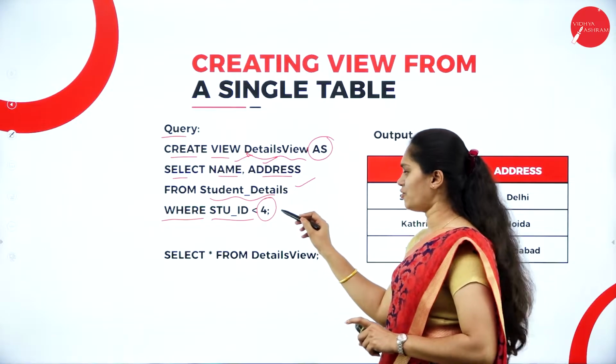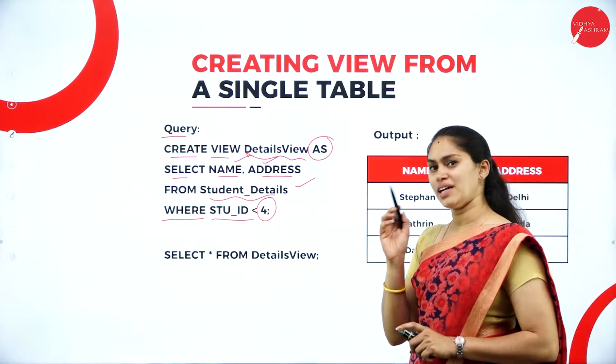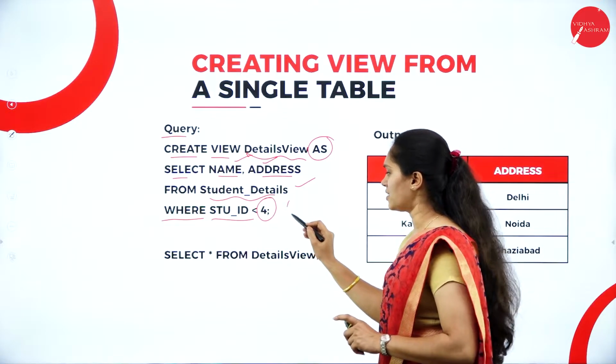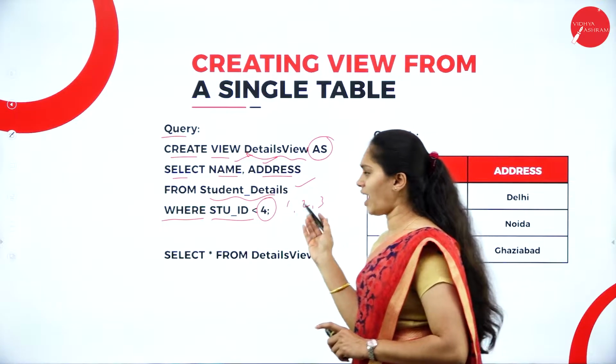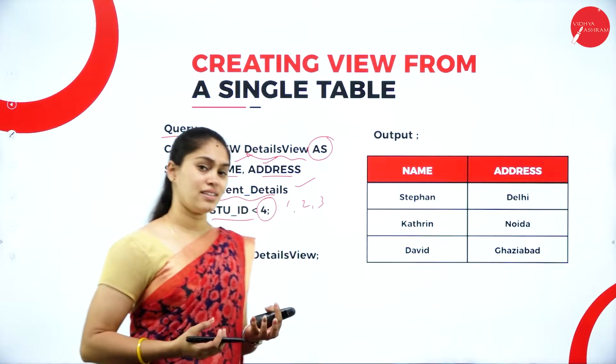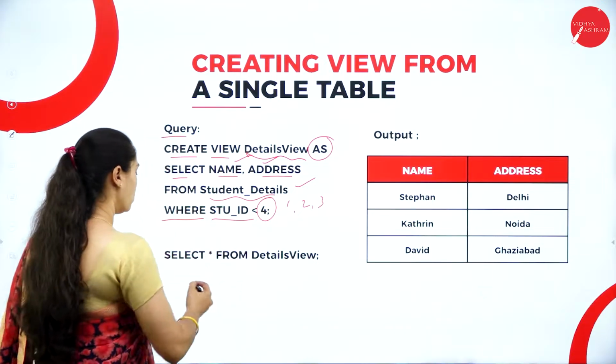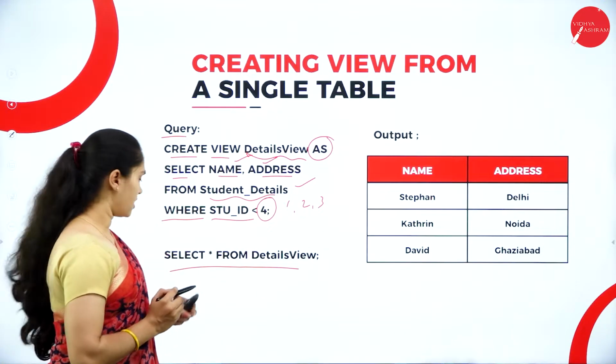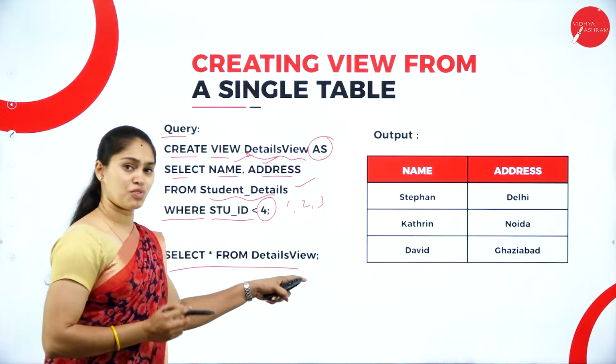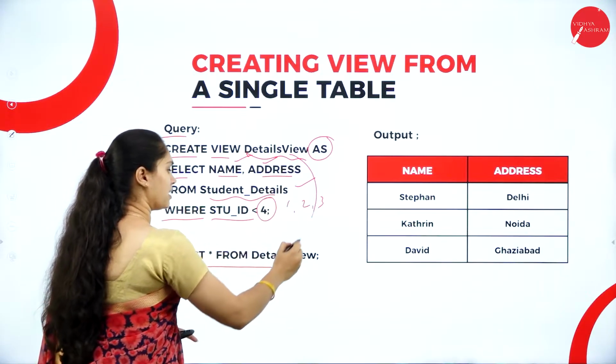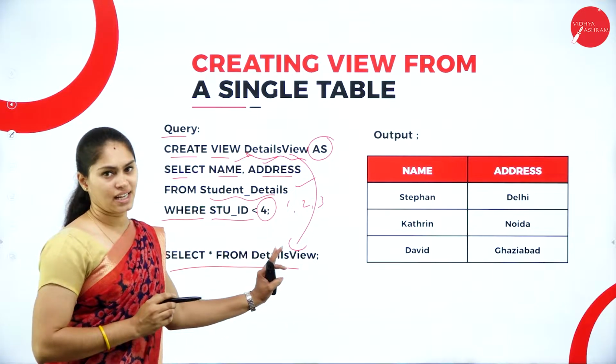So if it is lesser than 4, you should not consider the student ID 4, which is below that, that is 1, 2, 3. So those values are going to be displayed. Then how can I see those values? Just by having this query, select star from details view. Now I want to view the content of the view, so it will be details view.